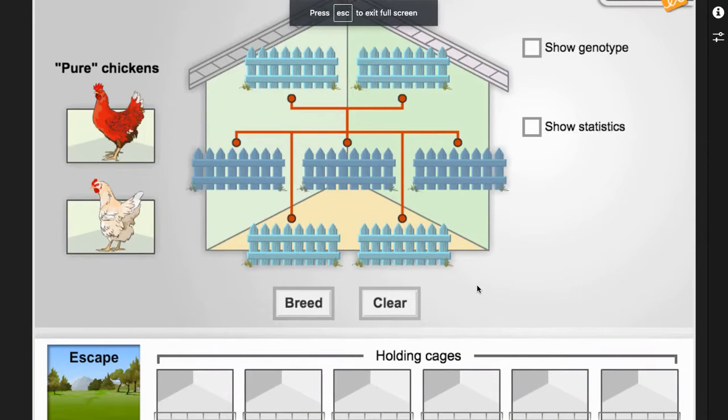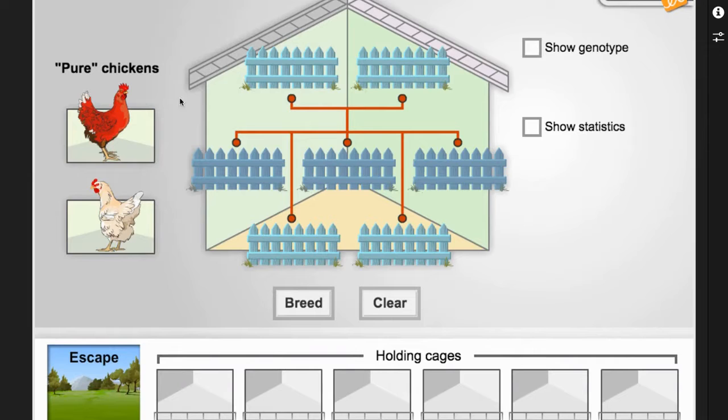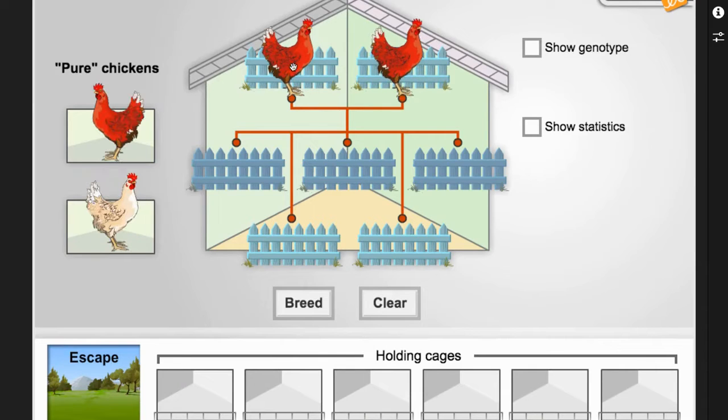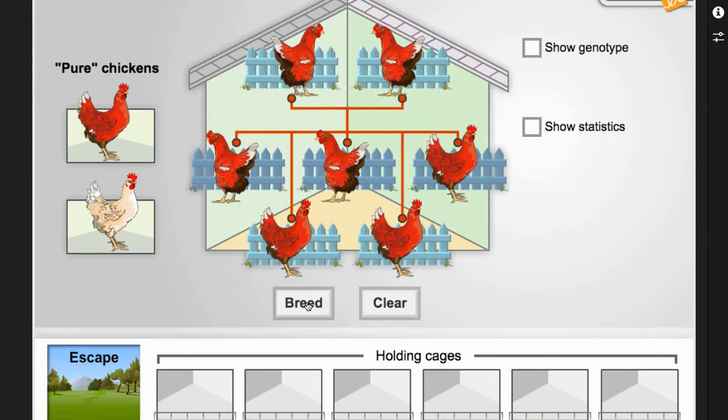All right, so we're going to take a look at a different organism than we've already looked at. We've looked at the mice. Let's breed these chickens together. When you take two black mice and breed them together, you get black mice, at least when they're purebred. If they were heterozygous mice, then you get something a little bit different. But when you take two pure red chickens, what do you think you're going to get? Make a prediction. Now breed them. Yep, every single one of them is red. Probably not a big surprise.